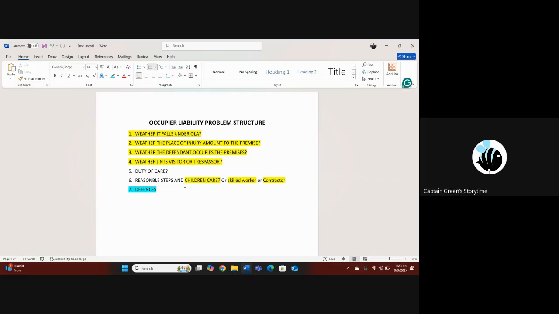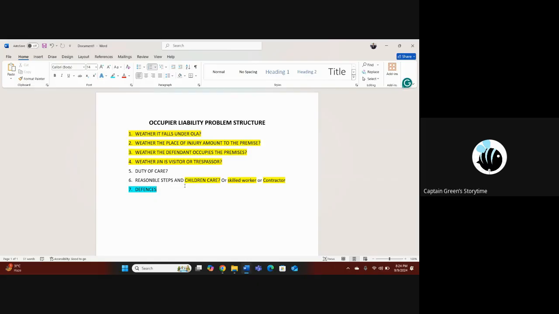As firstly stated, determine whether the facts fall under OLA. If they fall under OLA, then check whether the place where the injury has been caused amounts to a premise or not. Then check whether the premise where the injury has taken place is occupied by the defendant or not. If your answer is yes, then move on.